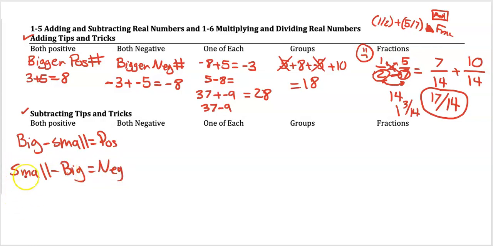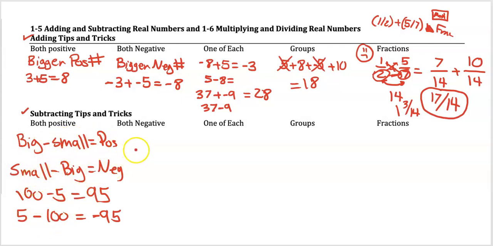A little common sense. If you take 100 minus 5, guess what you get? You get 95. If you take 5 minus 100, you go down to negative 95. So a little common sense. It's kind of the same number here, 100 minus 5, 5 minus 100. But if you have the big minus small, it's positive. Small minus big is negative.